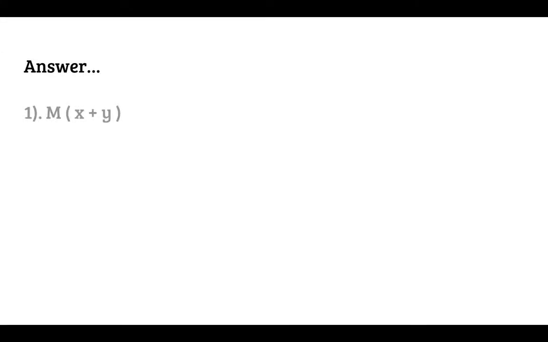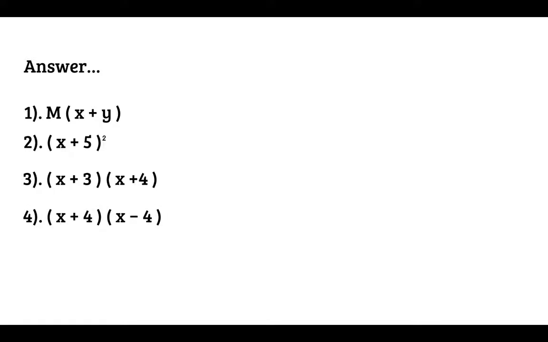So the answers are: the m times the quantity x plus y. That is 1. Second, the square of the quantity x plus 5. Third, the quantity x plus 3 times the quantity x plus 4. Fourth, the quantity x plus 4 times the quantity x minus 4.